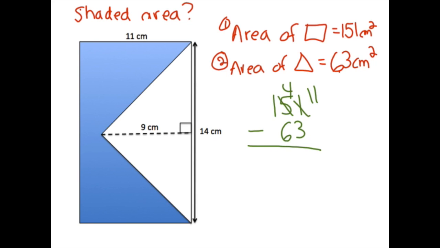11 minus 3 is 8. 14 minus 6 is 8. So the area of the shaded figure is 88 centimeters squared.